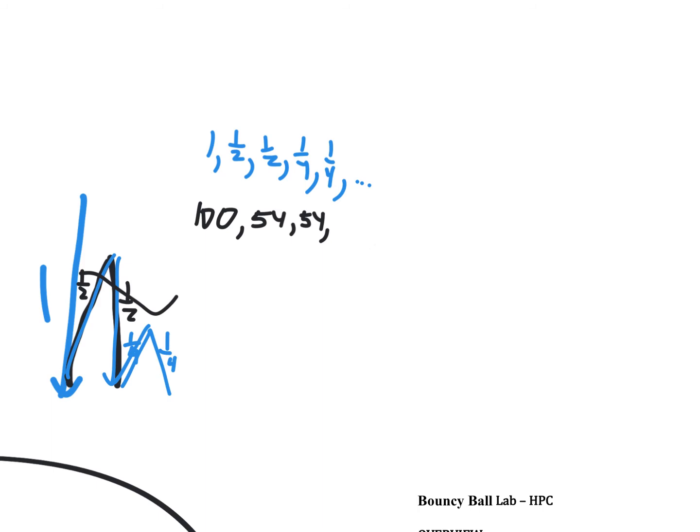I think I know how to do it. Are you doing the rate as 54 over 100? Okay, then we got that. Okay, now you got your groups.